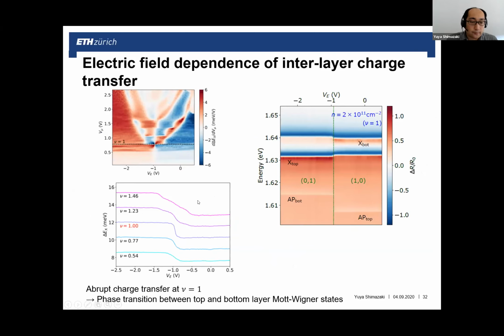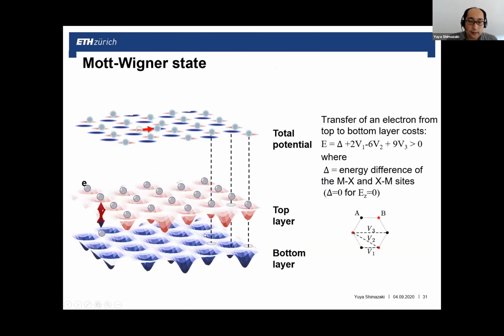energy shift. This is the filling dependence of the exciton energy difference between the top and bottom layer, which contrasts the charge imbalance between the two layers. At this filling of 1, if we change the electric field or the bias of the system, we suddenly change the charging configuration this way. And if we fill more or fill less, this charge transfer behavior gets smeared out. This is consistent with the sudden abrupt charge transfer behavior which we expect from these two triangular lattices.